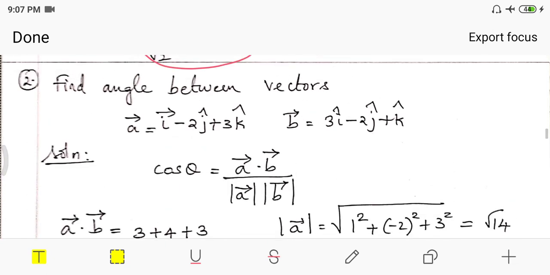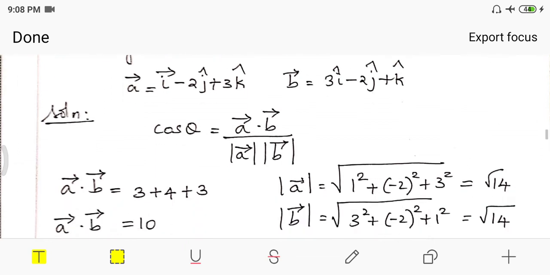The second question: find the angle between vectors a vector, i cap minus 2j cap plus 3k cap, and b vector, 3i minus 2j plus k. Again, you are asked to find the angle between vectors. Cos theta equals a dot b by modulus of a times modulus of b.